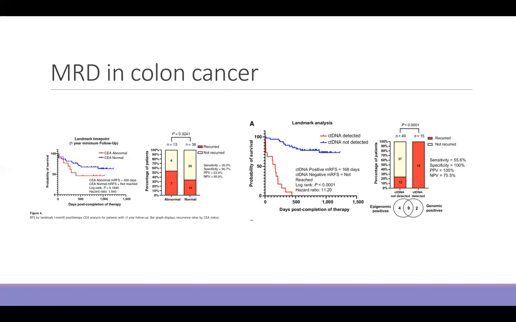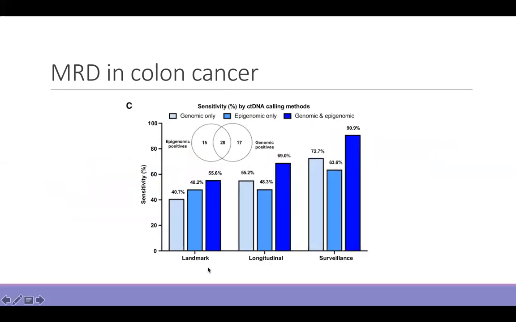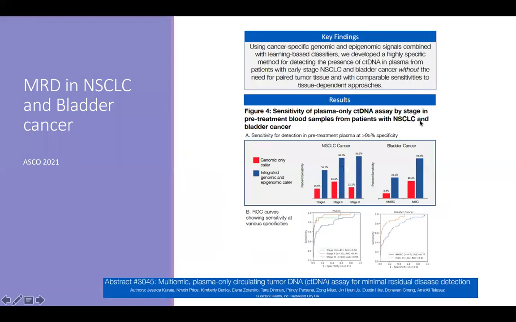And sensitivity here is about 55%. So pretty good performance. In colorectal, you can see, if you use genomics only, the sensitivity is about 40%. But if you combine it with epigenetics, it goes up to 55%. But in the screening group, the surveillance population, it's really high, at 90%.